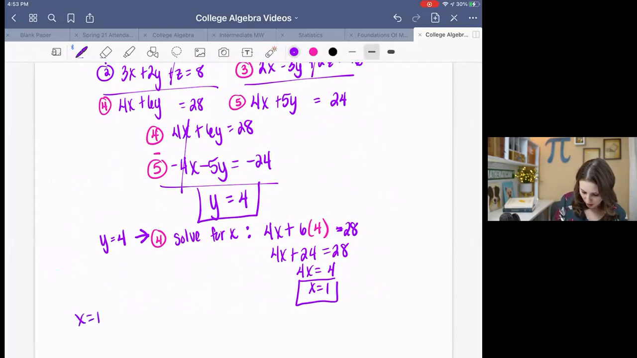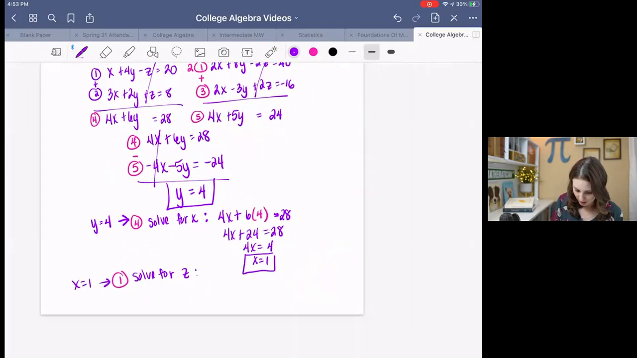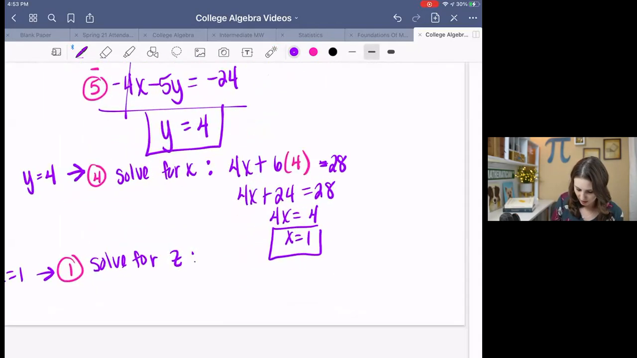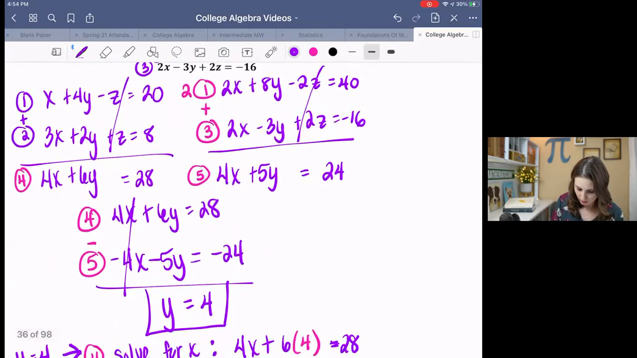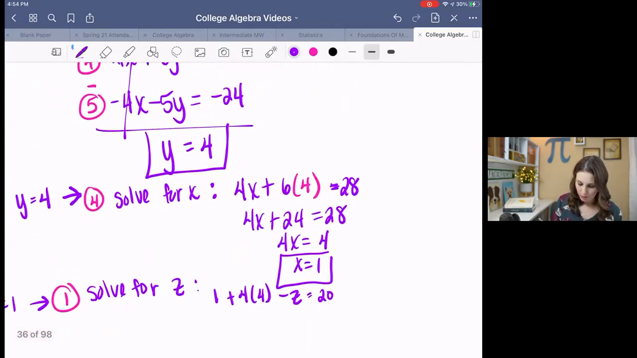So x equals 1 gets plugged into equation 1 and solve for z. So we get x plus 4y minus z is 20. X is 1 plus 4y minus z is 20. I want to make sure I wrote that down correctly. Plus 4y minus z. Okay. 1 plus 16 is 17. I'm going to subtract it to the other side.